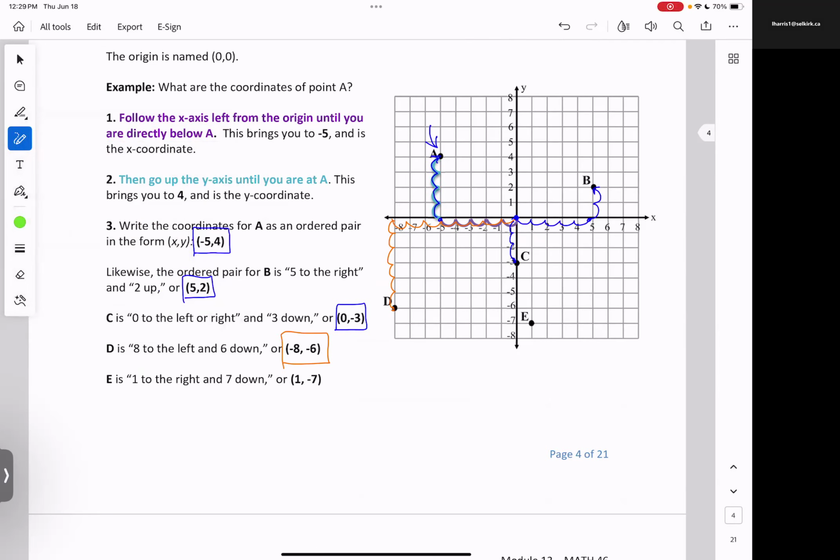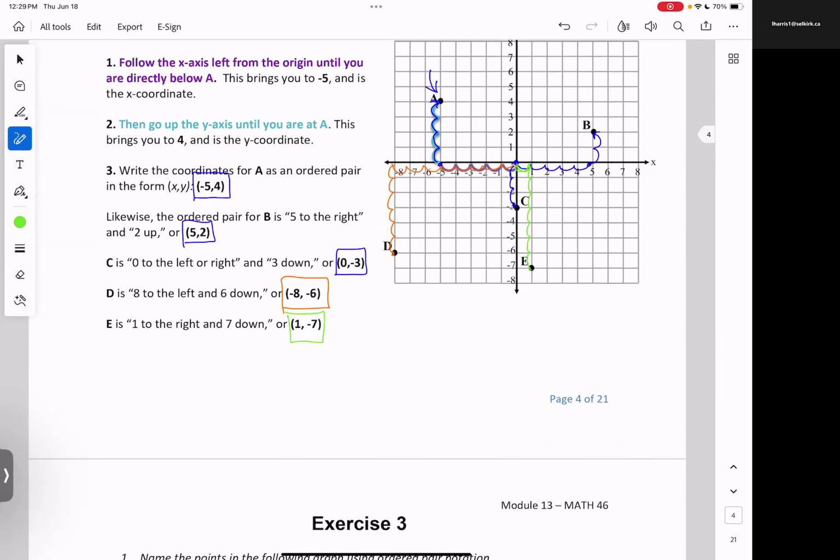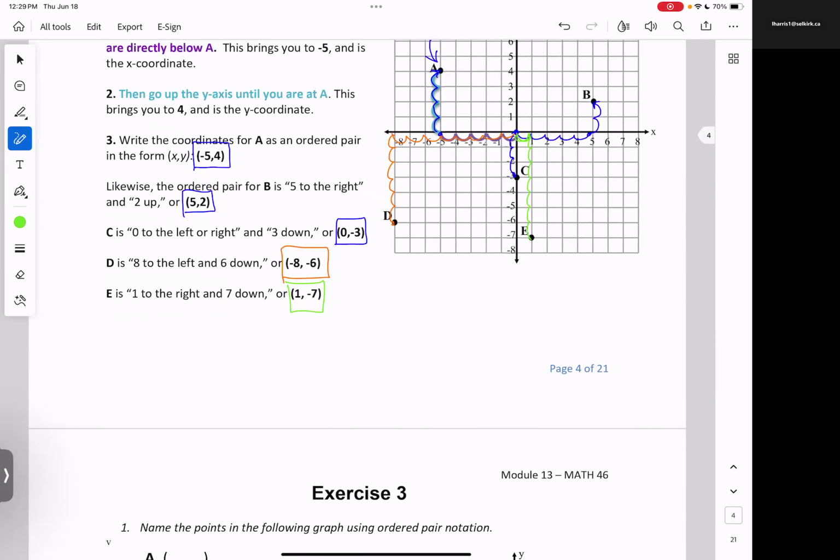And last one, E, is 1 to the right. So our x coordinate is 1. And then 1, 2, 3, 4, 5, 6, 7 down. So our coordinates here then would be 1 and -7.